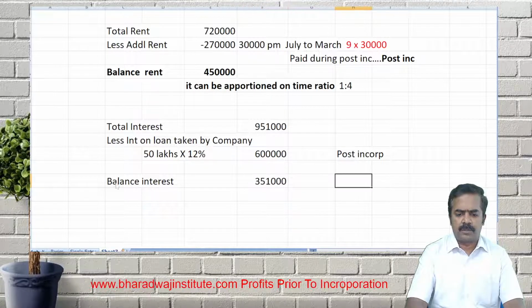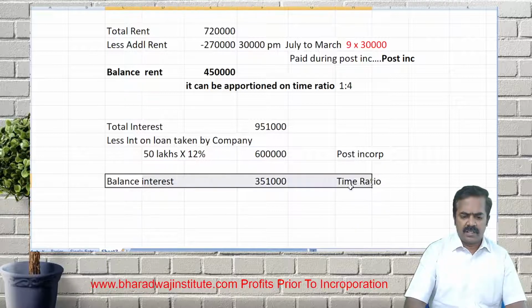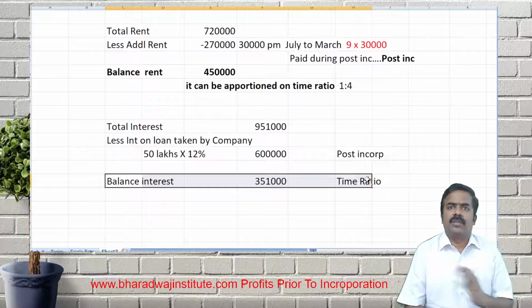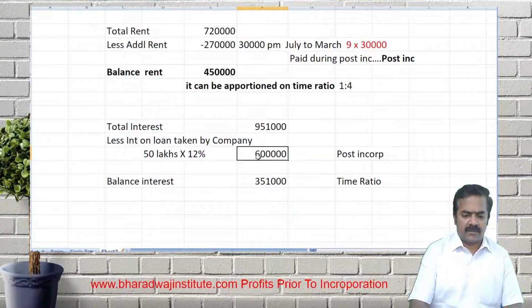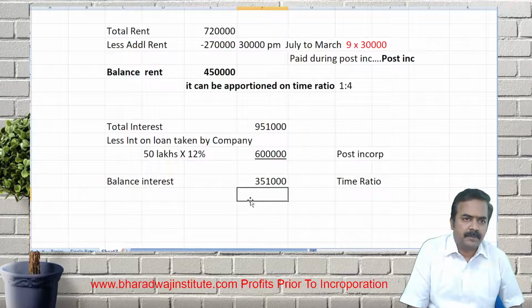3,51,000. This can be apportioned on what ratio? Time ratio. Because the loan on which this interest was paid existed throughout the year, or throughout the period of 15 months. The 6 lakhs is specifically for the post incorporation period. Note this, then we will proceed.